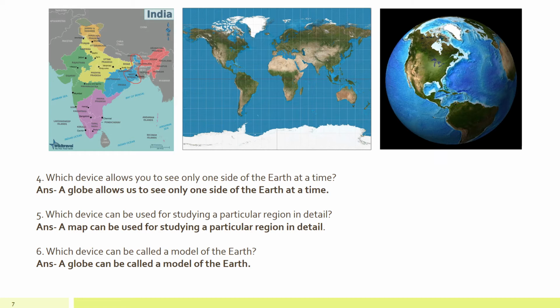Which device allows you to see only one side of the earth at a time? A globe allows us to see only one side of the earth at a time. Number 5. Which device can be used for studying a particular region in detail? A map can be used for studying a particular region in detail. 6th, which device can be called a model of the earth? A globe can be called a model of the earth.